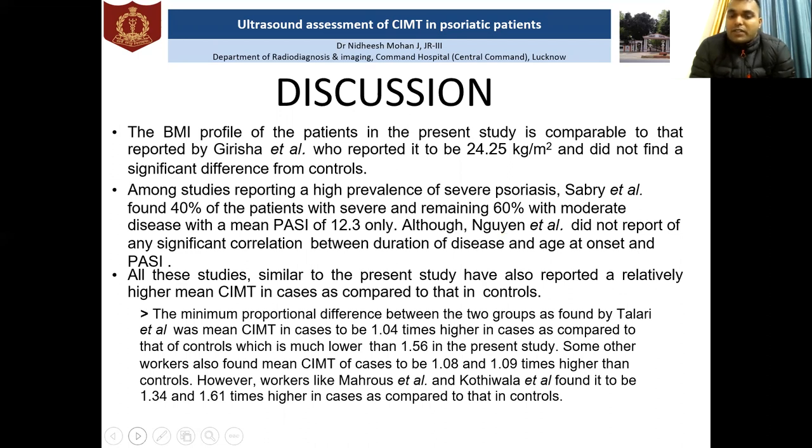All these studies, similar to the present study, have also reported a significantly higher mean CIMT in cases as compared to controls. The minimum proportional difference between the two groups as found by Tallery et al. was mean CIMT to be approximately 1.04 times higher in cases as compared to controls, which is much lower than what is found in the present study, which was 1.56 times. Some other workers also found mean CIMT of cases to be approximately 1.08 and 1.09 times higher than the controls. However, Maharus et al. and Kotiwala et al. have found it to be 1.34 and 1.61 times higher than the control group.